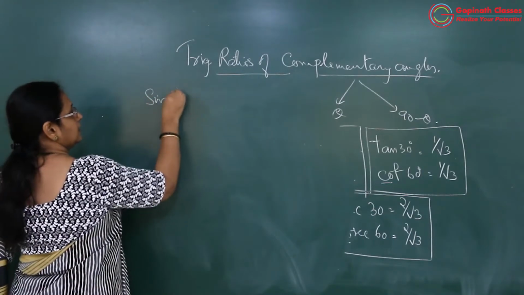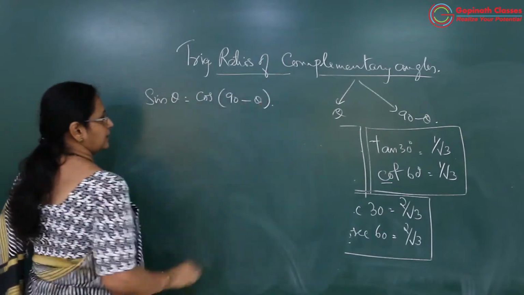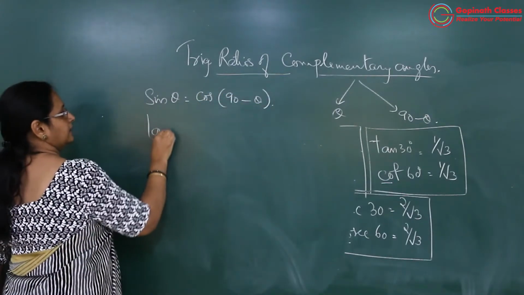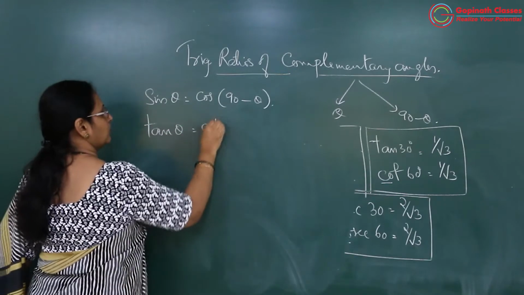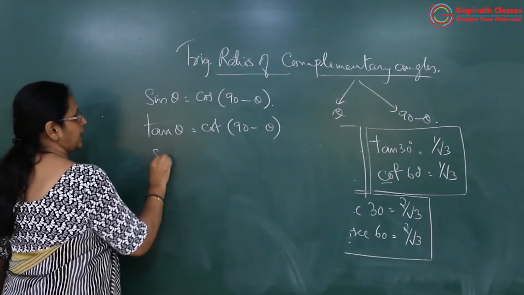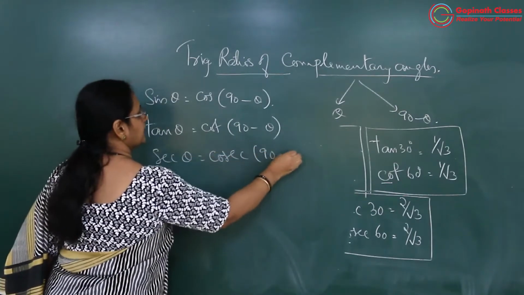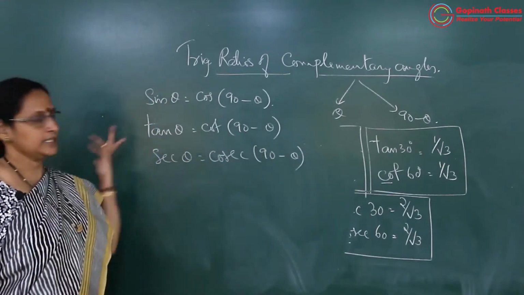Sin theta is equal to cos 90 minus theta. The same way, tan theta is equal to cot 90 minus theta. Sec theta is equal to cosec 90 minus theta and vice versa.